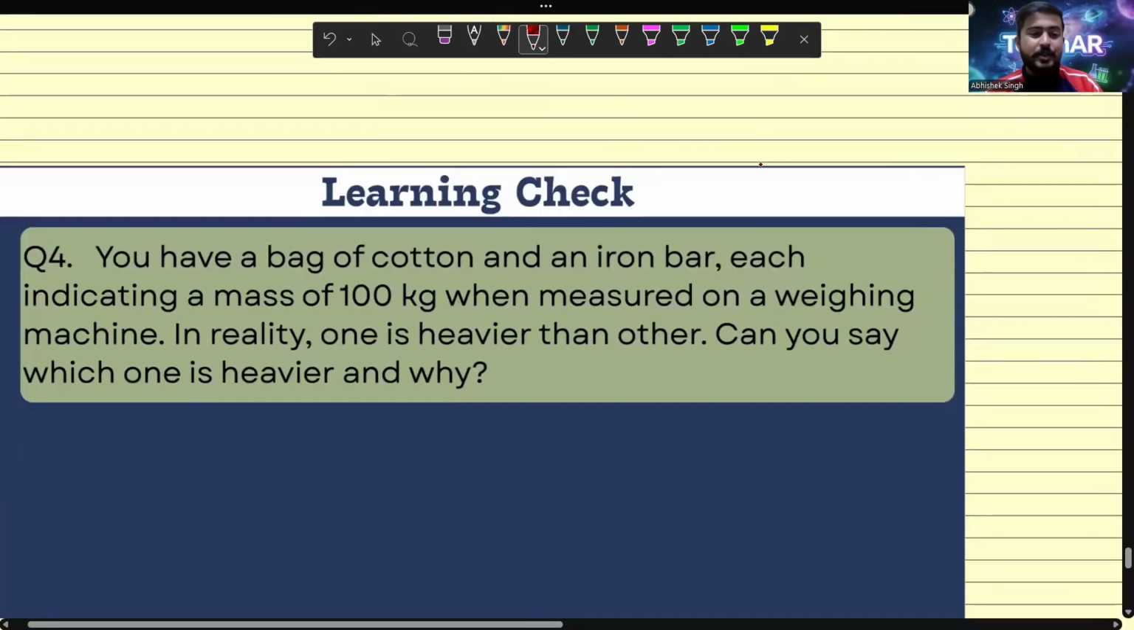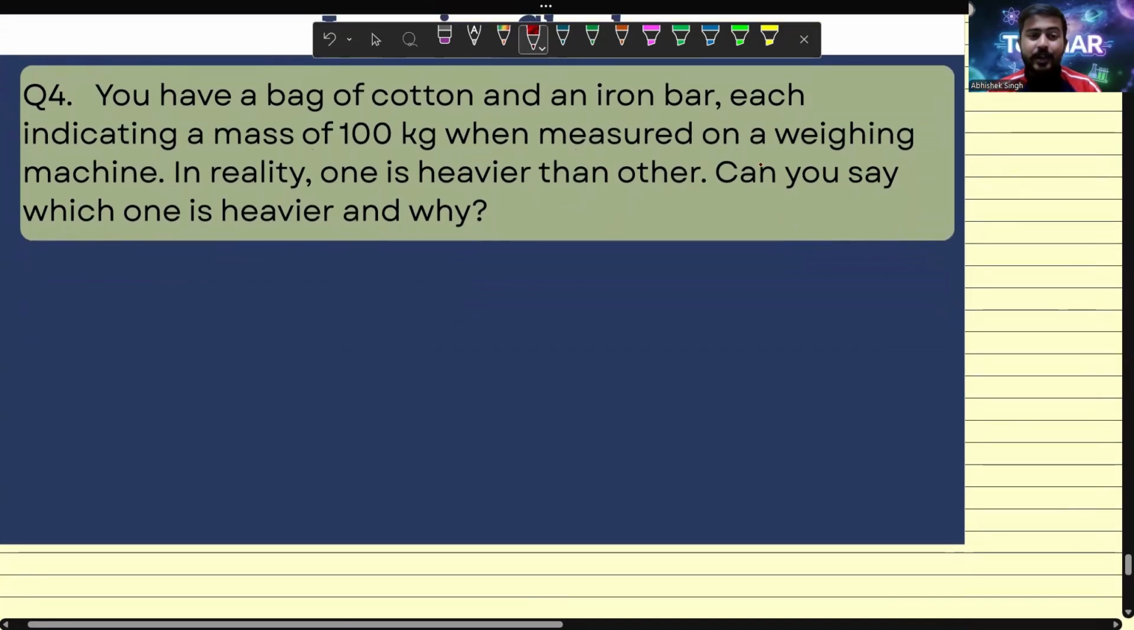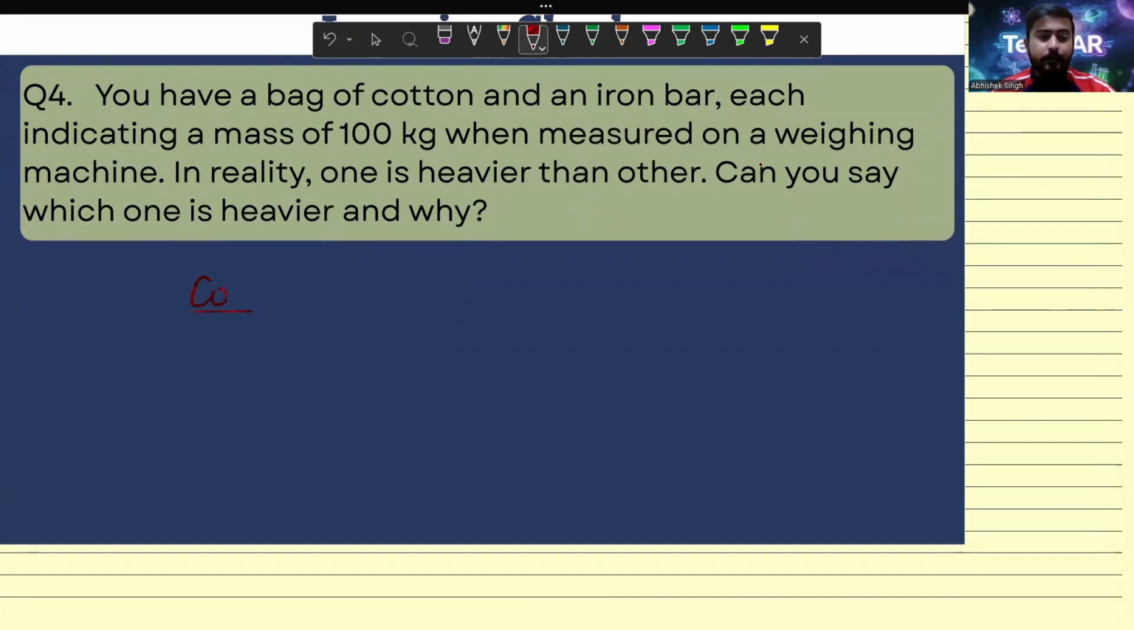Okay. Similar question. If you have a bag of cotton and an iron bar, each indicating a mass of 100 kg. Okay. You have cotton and you have iron.